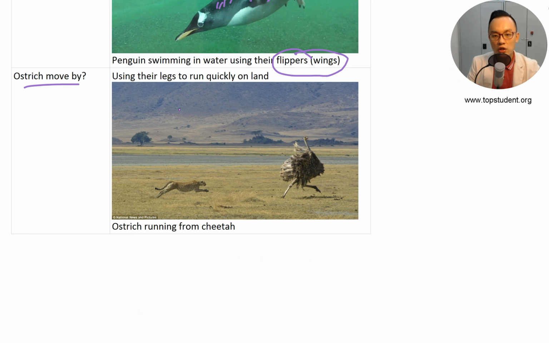So how do ostrich move? They use their legs to run quickly on land. If you look at this, ostrich have two long and very strong legs so they can run very fast. It's running away from the cheetah. I'm not sure who will win, but for sure ostrich can run very fast. Don't think they can fly as well.